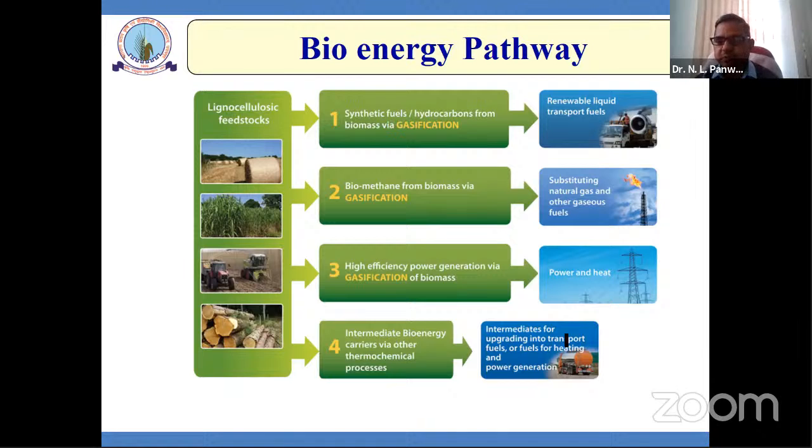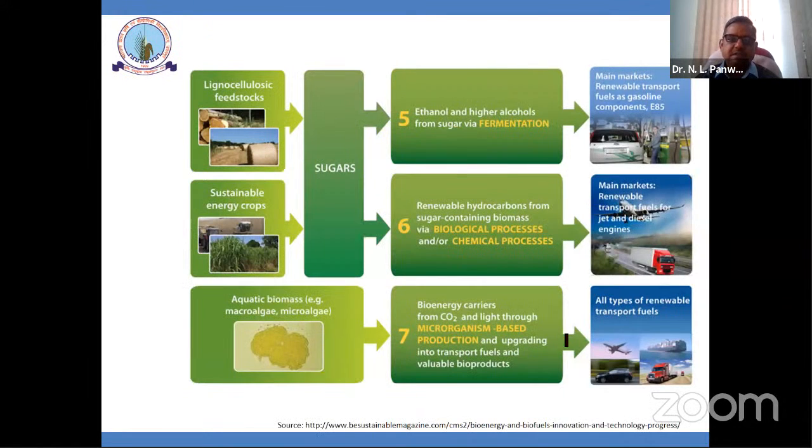So IISc Bangalore, the people there are working on production of electricity in terms of megawatts using this gasification mode, and on intermediate bioenergy carriers by other thermochemical processes. So it can be upgraded through destructive distillation, and we can extract the oil and use it. Now in another option, another kind of pre-treatment is required for lignocellulosic material or energy crops, so that ethanol can be produced through the high alcohol sugar fermentation process. Similarly, aquatic biomass is algae or microalgae.